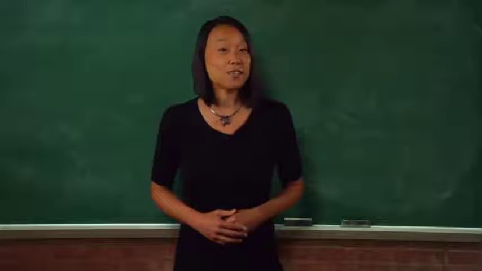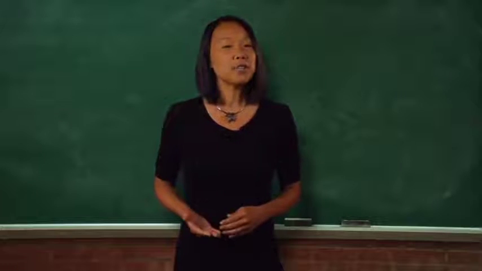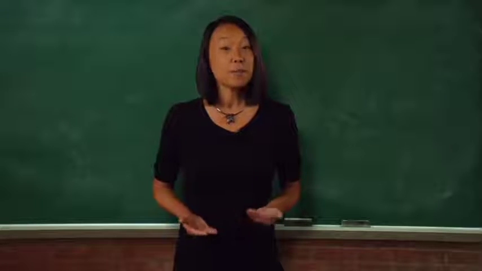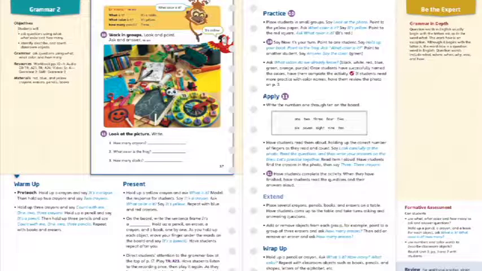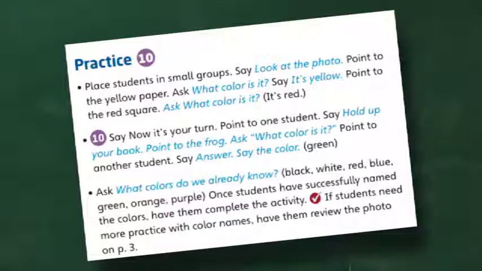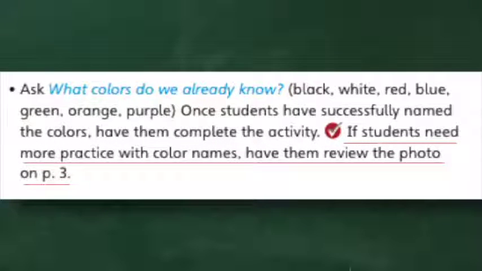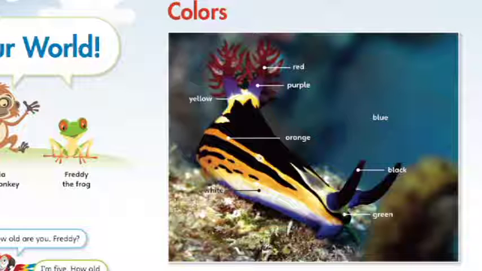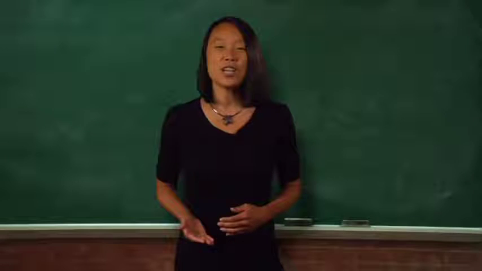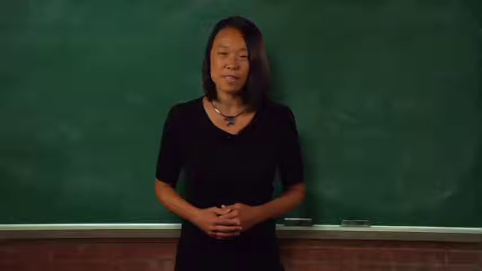In addition to these formative assessment sections, the Our World Lesson Planner has quick checks, opportunities to check your students' ability to use the language in the lesson. In the same lesson, during the practice step, students are supposed to ask and answer the question, what color is it? The quick check in the lesson planner says, if students need more practice with color names, have them review the photo on page 3. Do this to confirm that students are comfortable with the language in the lesson. These quick checks are good examples of formative assessment.